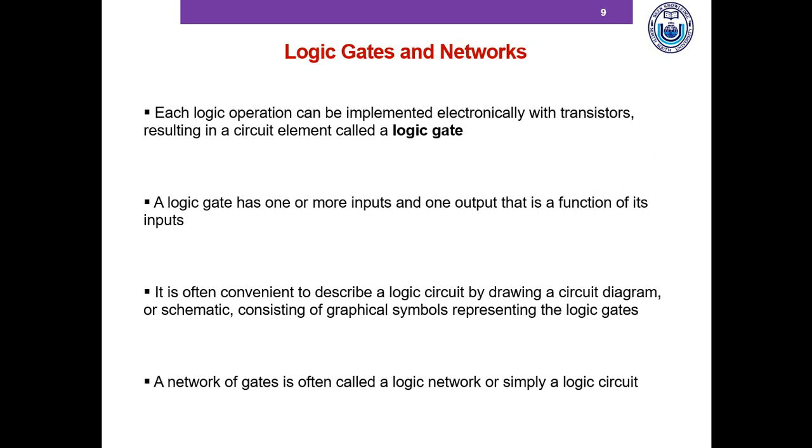The three logic operations that we've seen so far, namely NOT, AND, and OR, are implemented in digital circuits using transistors. And these circuit elements are called logic gates. A logic gate has one or more inputs and produces an output that is a function of its inputs. It is often convenient to describe a logic circuit by drawing a circuit diagram or schematic consisting of graphical symbols representing the logic gates. A network of logic gates is often called a logic network or simply logic circuit.